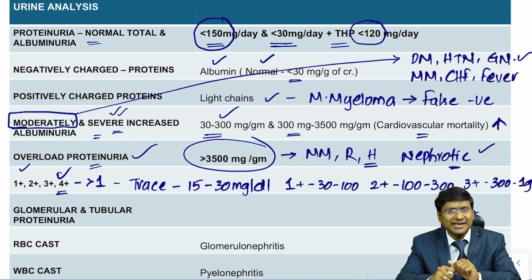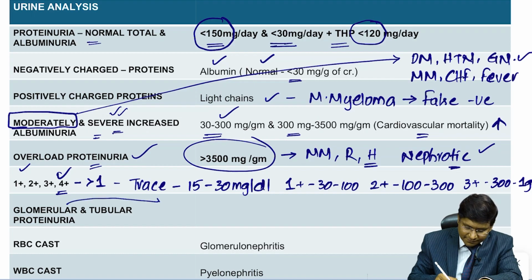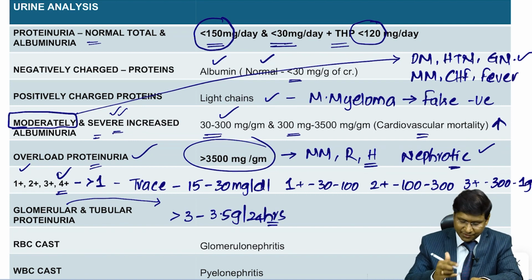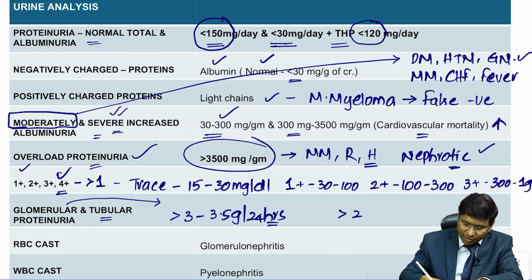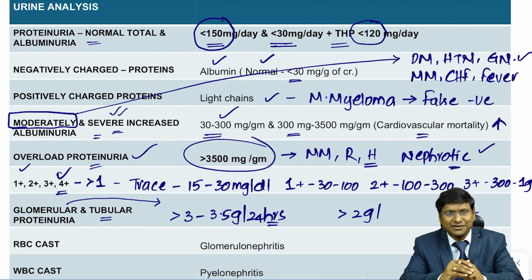Then what is the daily excretion of the glomerular proteinuria? The daily excretion of the glomerular proteinuria is more than 3 to 3.5 grams per 24 hours. Okay, so this is when we use the term called glomerular proteinuria. Then when do we use this term called tubular proteinuria? We use the term tubular proteinuria when the quantity of the protein which is excreted out is more than 2 grams per 24 hours. That is when we use the term called tubular proteinuria.